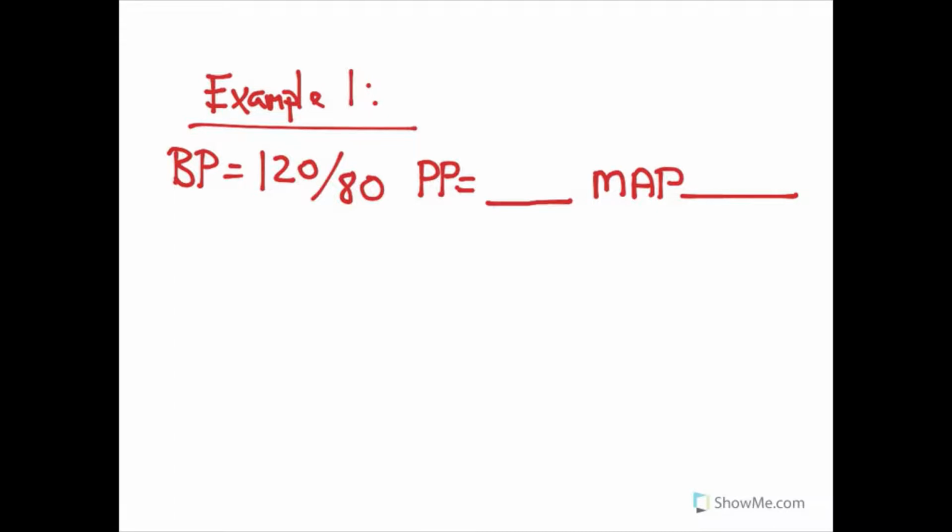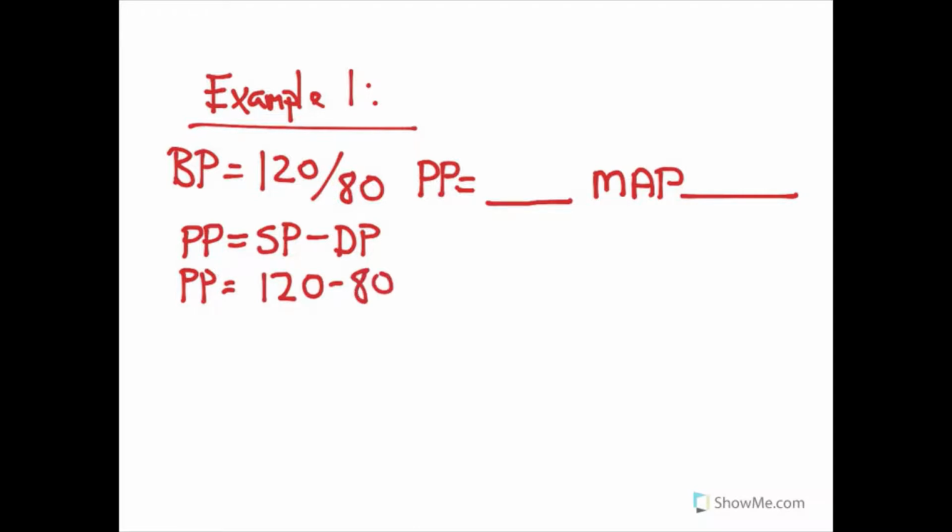Now, what I want to do is first, let's always just calculate our pulse pressure. Remember, pulse pressure is equal to systolic pressure minus diastolic pressure. So pulse pressure in this case is 120 minus 80. So this, of course, has a pulse pressure that's equal to 40 millimeters of mercury. Okay, so 40 millimeters of mercury.